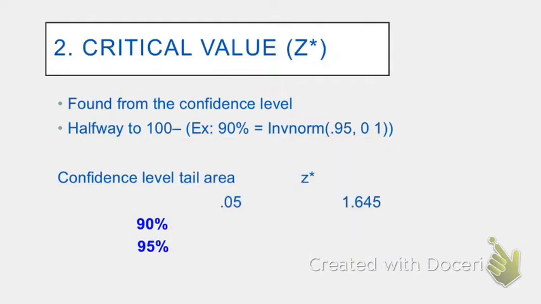Okay, if I had a 95% confidence level, what would I put in my calculator? 97.5. Inverse norm, 0.975. So just imagine, what is halfway to 100?